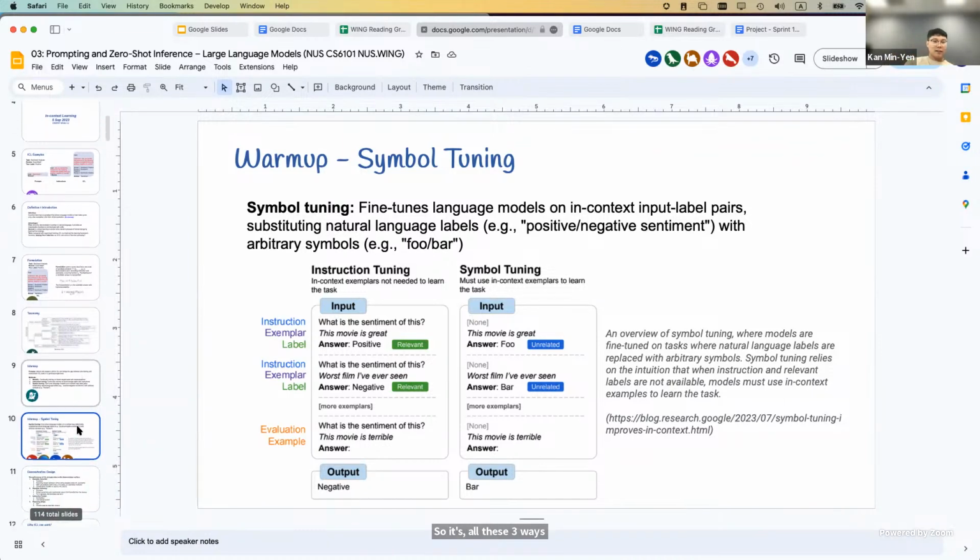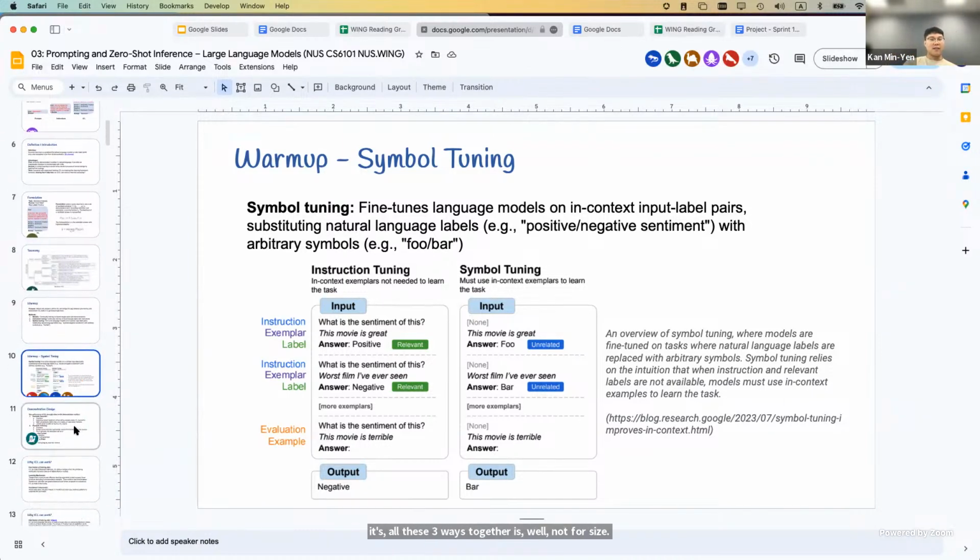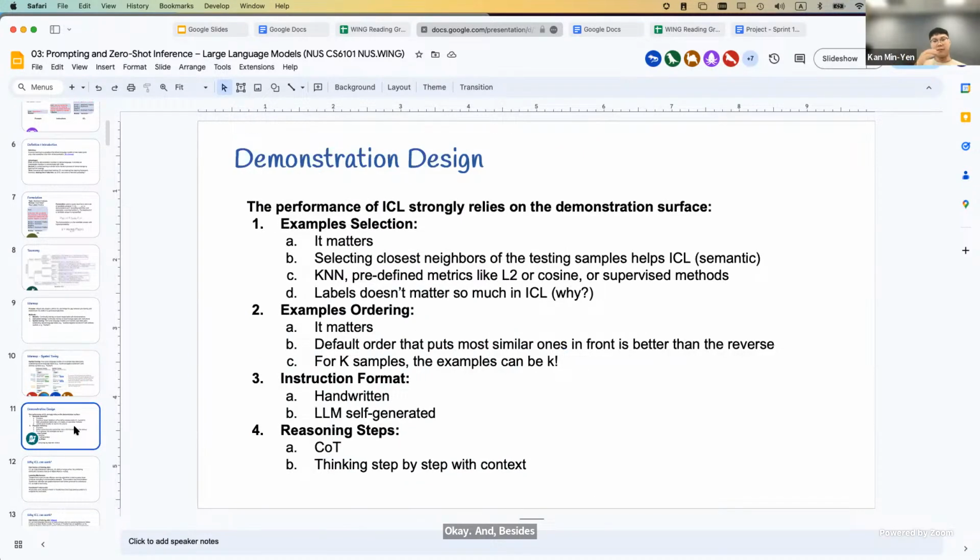Besides the training, most of us just perform ICL with inference. So what are the key factors that affect ICL performance when you are doing inference? I summarize them into four aspects: example selection, ordering, instruction format, and reasoning steps. The most key factor is example selection. How you select the examples, does it matter to the final performance? The answer is yes.